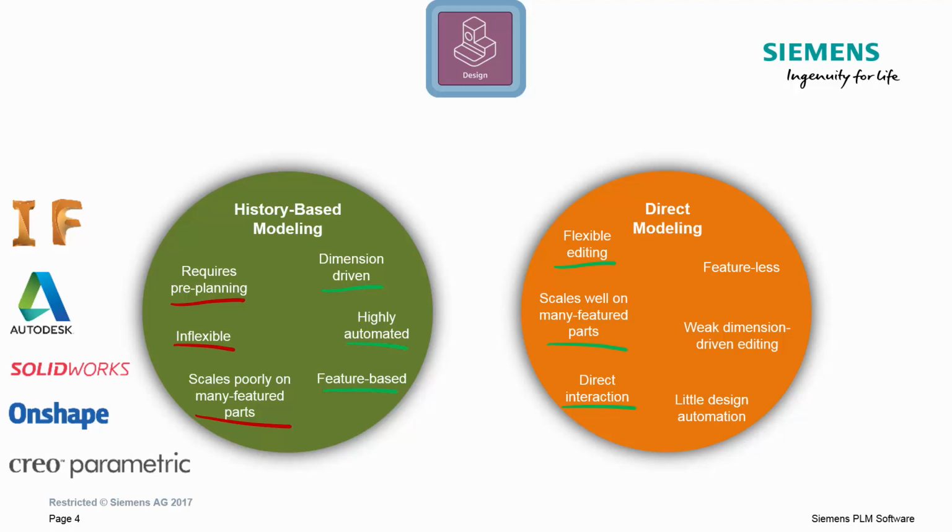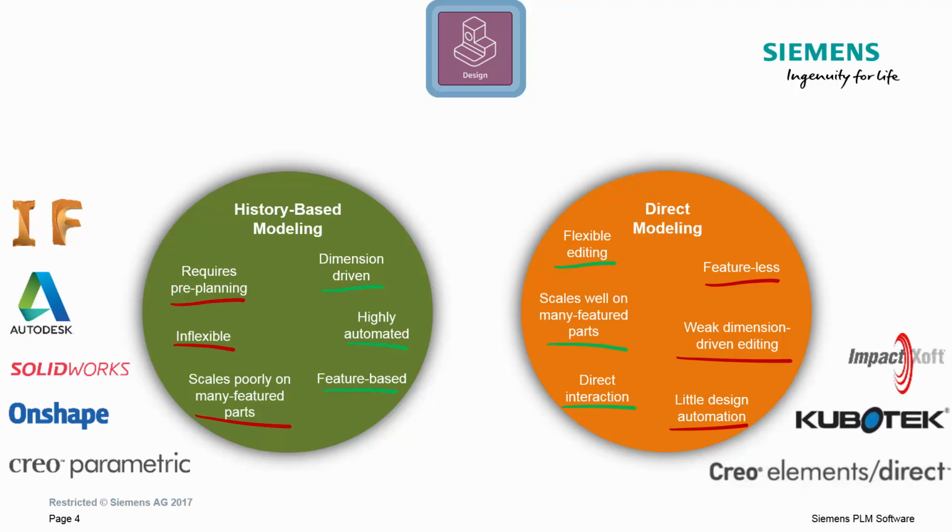However, since there aren't any features or history on how a part is made, creating precision edits or automations using parametric inputs such as dimensions is impossible. This creates a big issue for designers needing precision for their digital models. Some examples of CAD systems using the direct modeling paradigm are listed here.